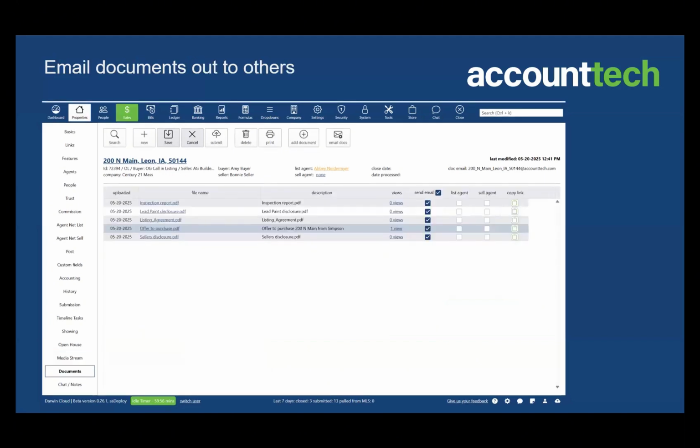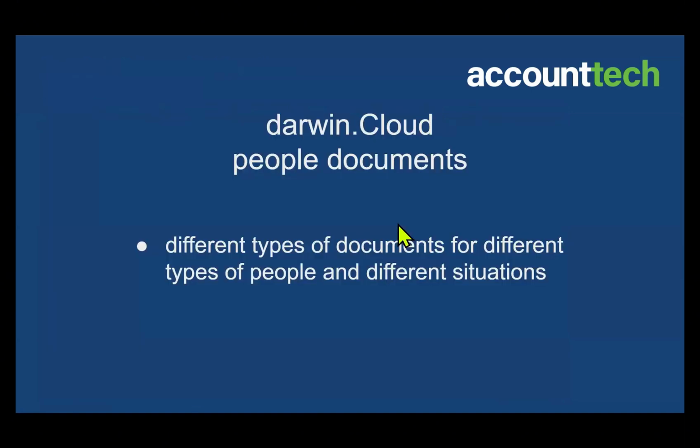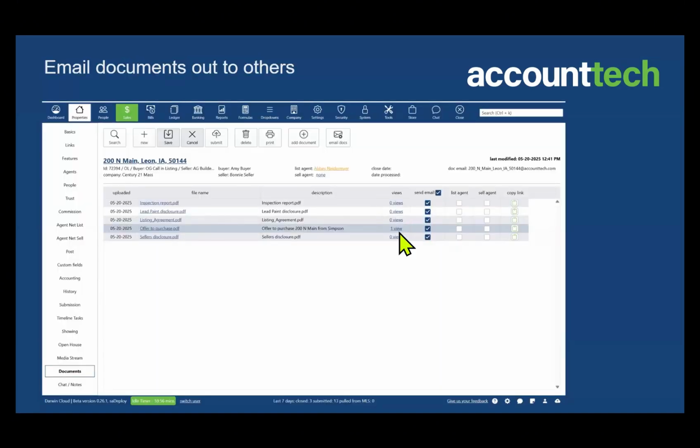There's just one other thing I want to show you, and this has to do with documents. Sometimes you'll see over here it says one view, two views, three views, in terms of the documents that are here. If you click on that one view, it will show you who viewed that document and when they viewed it. That could be important if you have documents loaded up into Darwin and somebody in your company is supposed to review the documents and make sure that they're okay.